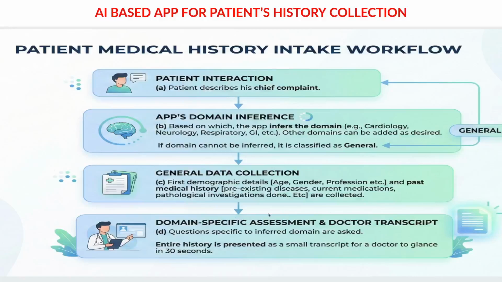One is general history, which will be asked to all patients, and the domain-specific questions will change depending upon what the chief complaint is. So if the complaint is headache, then neurology-specific questions will be asked. If the complaint is chest pain, then cardiology-specific questions will be asked. If the complaint is severe pain in the stomach and blood in stool, then GI-related, gastrointestinal questions will be asked. And if the complaint is, suppose, severe coughing with blood in the sputum, then respiratory-related questions will be asked. So that is how these questions will keep on changing from patient to patient.